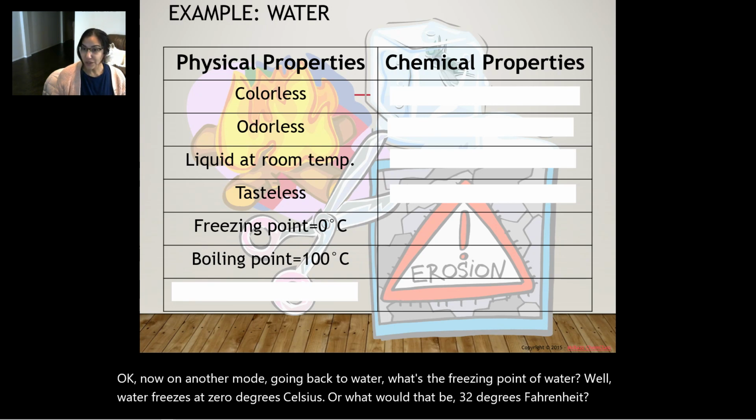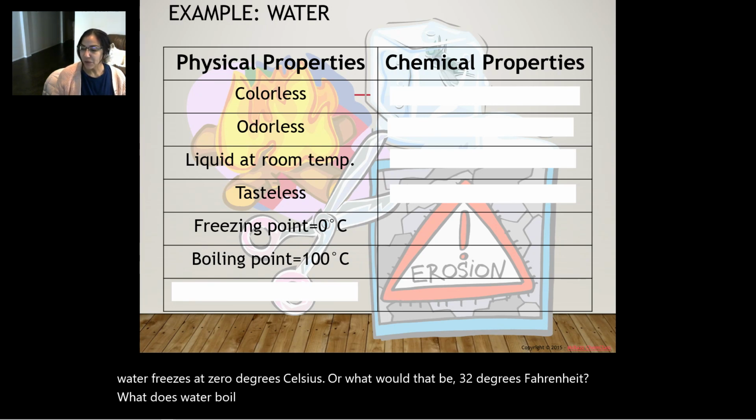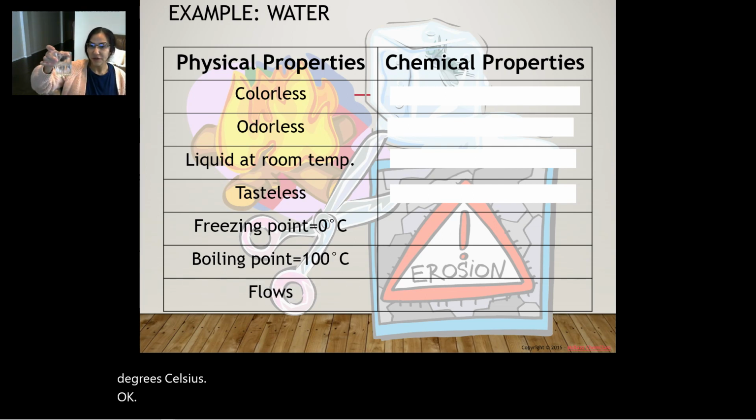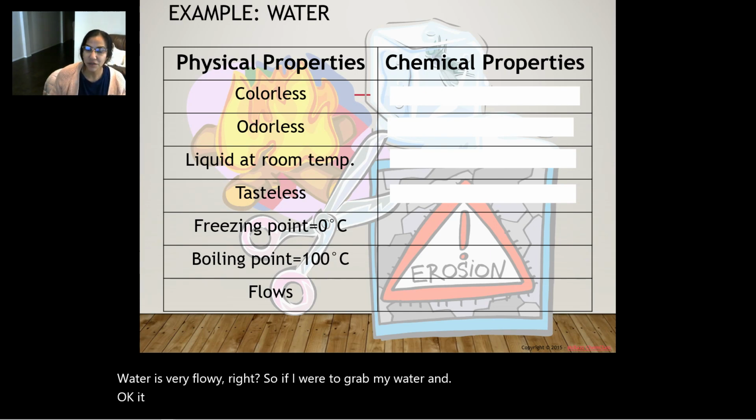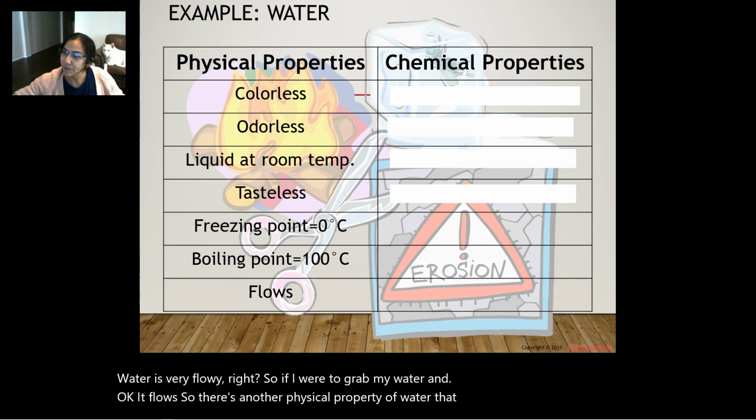What does water boil at? Okay, so when you start boiling water, it's going to boil at 100 degrees Celsius. Water is very flowy, right? So if I were to grab my water and, okay, it flows. So there's another physical property of water that we can describe.